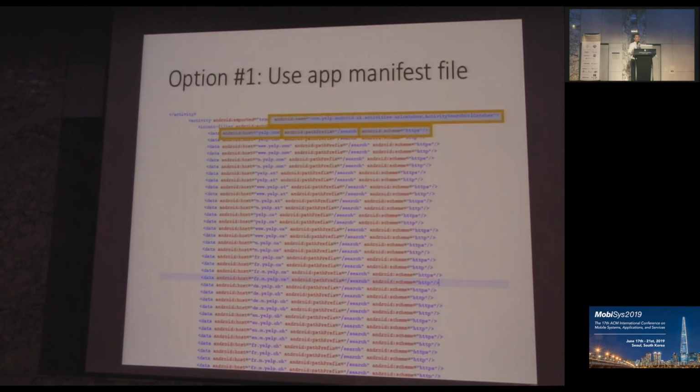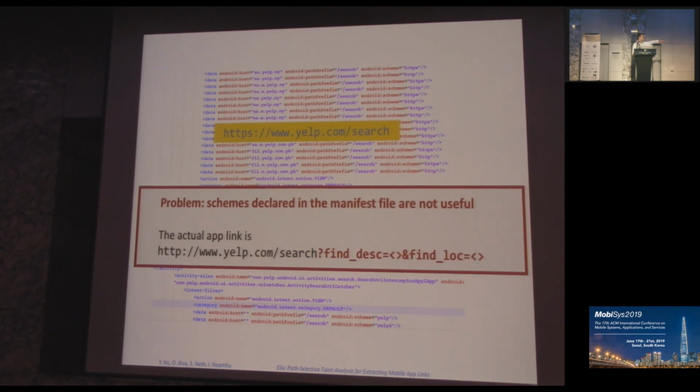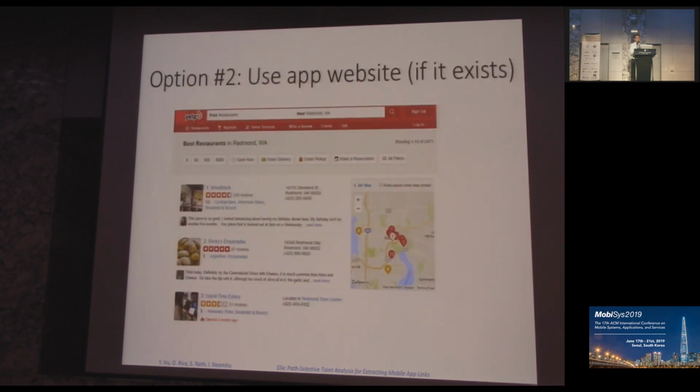It's really cumbersome. So number one, you can look at the app's manifest, and this is the actual manifest of the Yelp app. So you have to scroll through pages and pages of supposedly links, but in the end, you're not going to get what you want. So on page 7, essentially, you're just left with the URL. So you know that if you want to launch the Yelp app on a specific page, this is the URL you should use, but it doesn't tell you about the parameters. Right? The parameters marked in red, find descriptor and find location, are missing. So you have to find that somehow, and that's really, really hard if you don't know how to analyze bytecode.